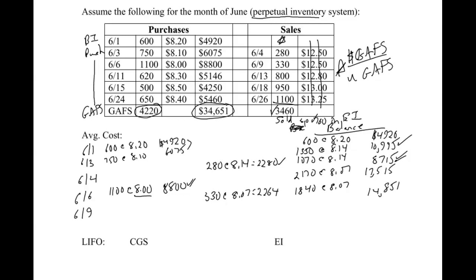All right, so you can see this is a rather lengthy process. You have to keep updating the weighted average, which are these numbers, every time you have a purchase. Okay, and then every time you have a sale, you just need to update your balance. But once again, if you take this 17,515 less the 2264, you should end up with this 14,851. Okay, unless I have a typo in there.